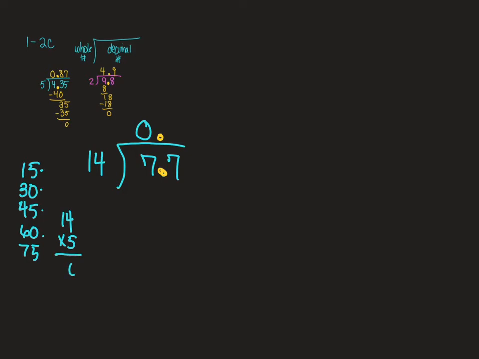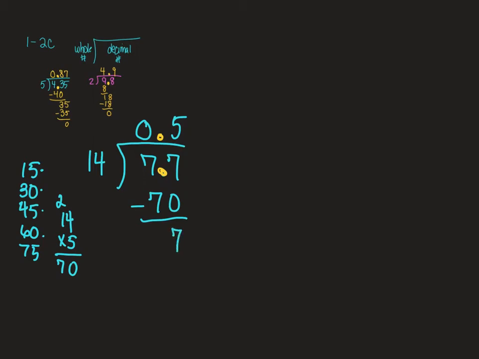4 times 5 is 20. Carry the 2. 5 times 1 plus 2 is 7. I feel like that's really good. I think we have a good estimate here. So I'm going to put a 5 up top. 14 times 5 is 70. Remember, I don't pay any attention to this guy. I just do 77 minus 70.